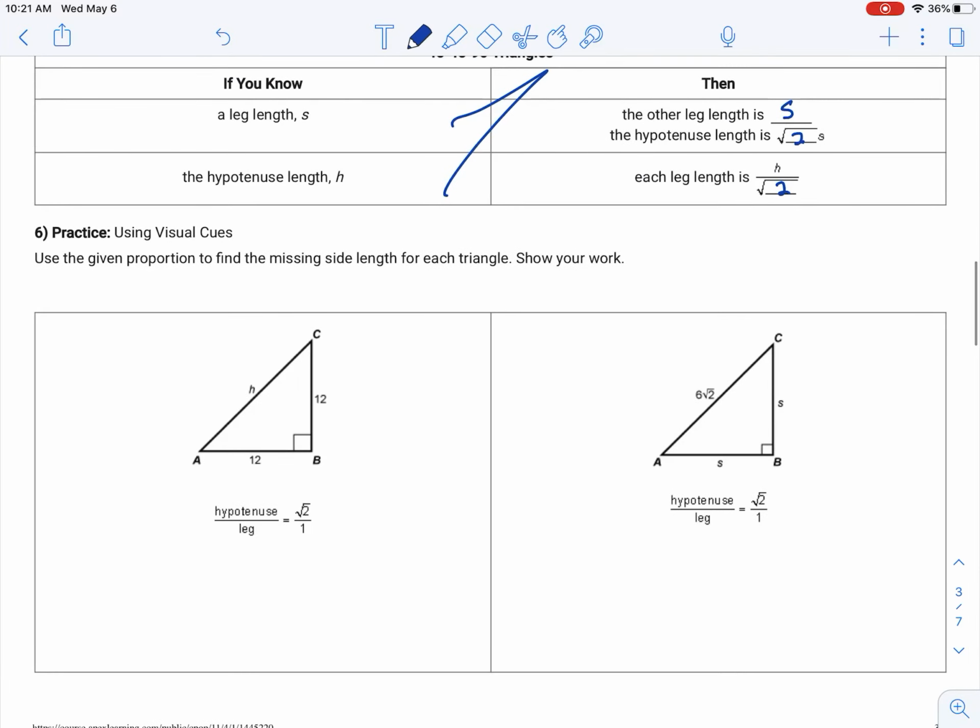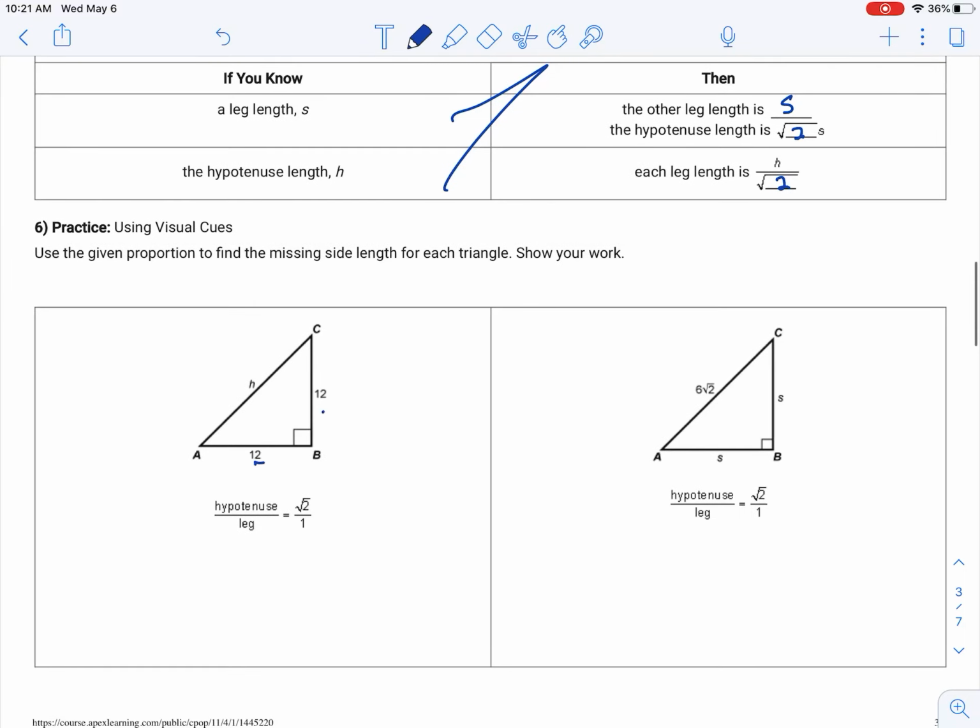Okay, so number 6, we've got to do some practice. So we know 12 and 12. Since those are 12 and 12, I know that these are 45 and 45. And we know that the hypotenuse is one of the side lengths times the square root of 2. So all you need to do is take this and multiply it by the square root of 2.